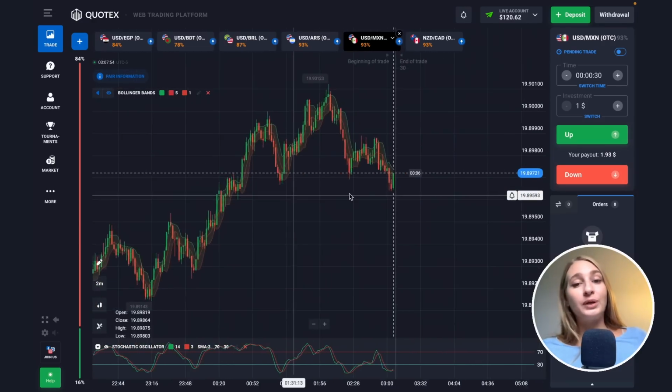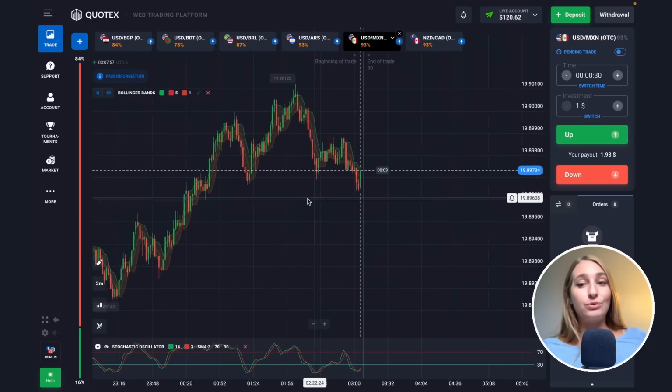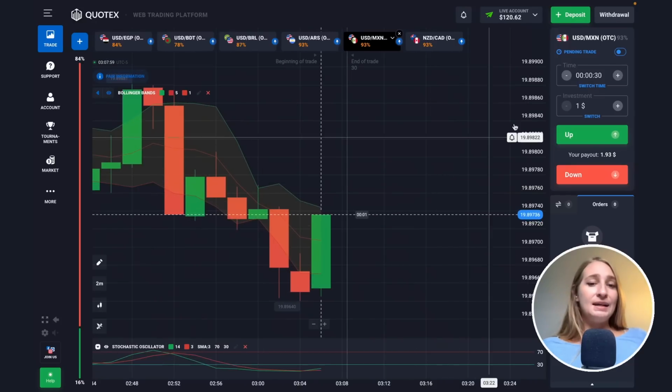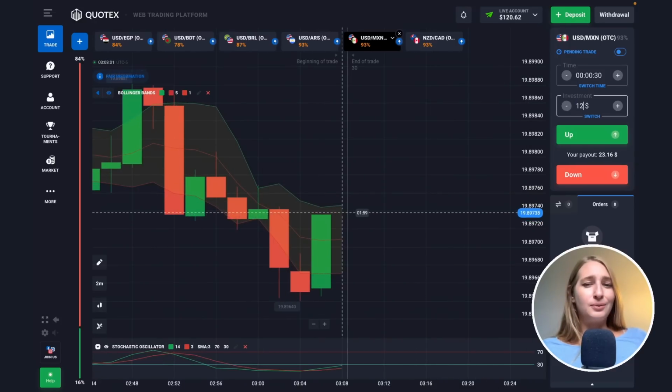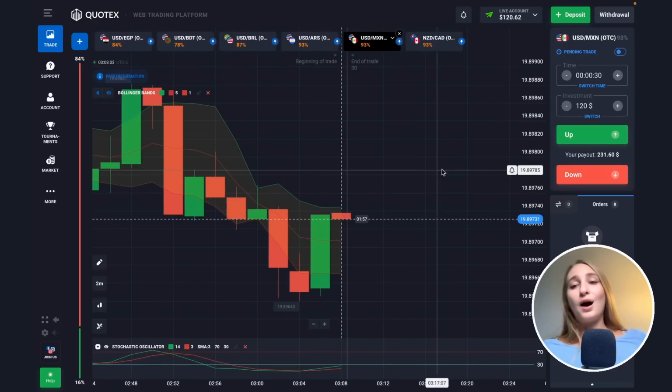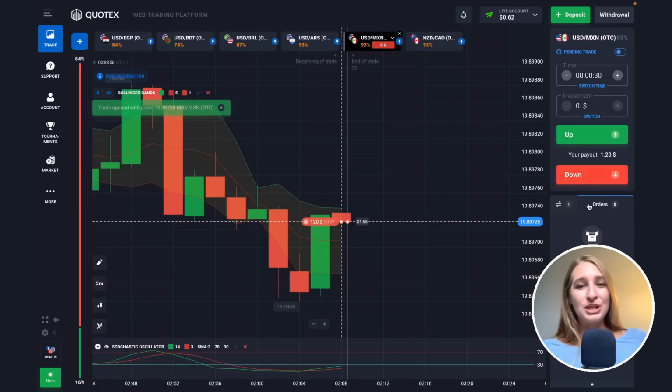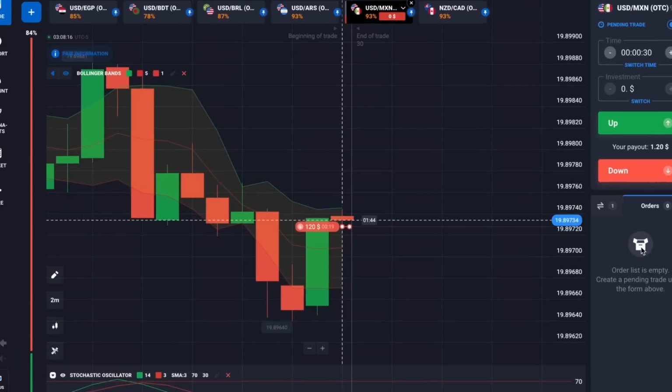Let's see again. So don't follow the price after a great rise. And let's see how it will work with our newest investment. So $120, and we will check the situation with red.